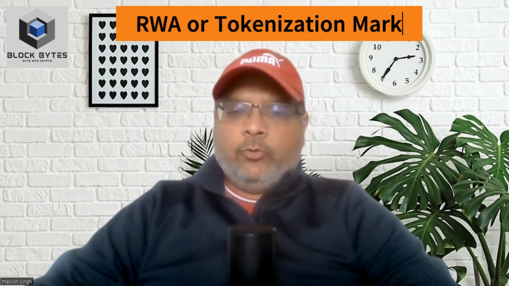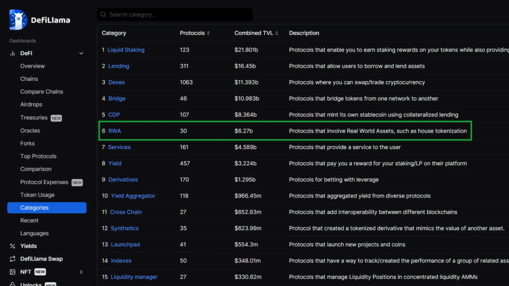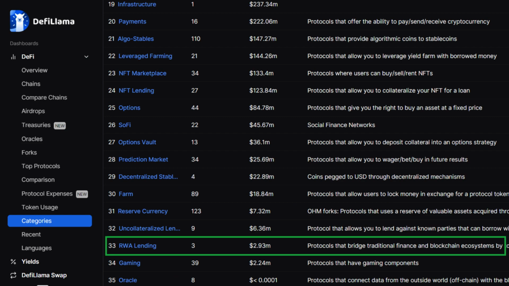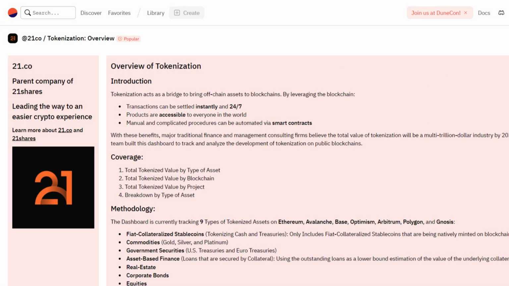Now let's switch gears and look at the RWA or real world asset market and some of the top projects in this space. According to DeFi Llama, the RWA market is the sixth most significant category of projects based on the total value locked. For some reason, DeFi Llama has a different category called RWA lending with 3 protocols in it. This Dune dashboard from 21 gives a glimpse of the different types of collateral here.